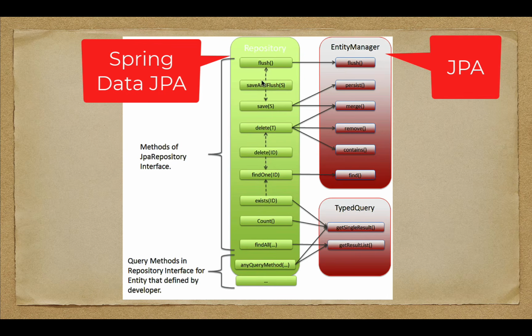Okay, it has methods like flush, saveAndFlush, save, delete, exists, count, findAll. So these are all the methods belonging to the JpaRepository interface, and all these methods internally use the EntityManager API to perform different operations with the database. Okay, so these JpaRepository interface methods don't directly connect to the database. These repository methods will first internally call the EntityManager methods, and these EntityManager methods will talk with the database. So this repository is basically an abstraction on top of JPA interfaces or APIs.